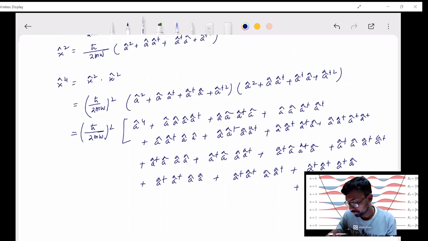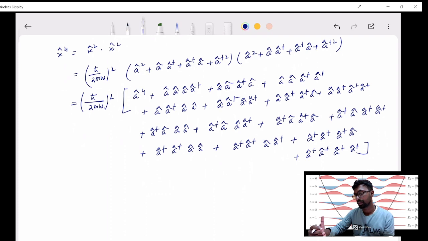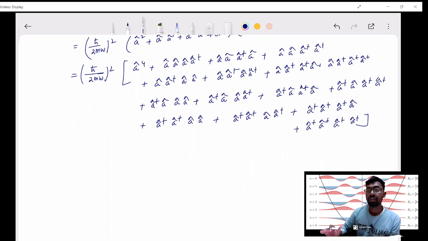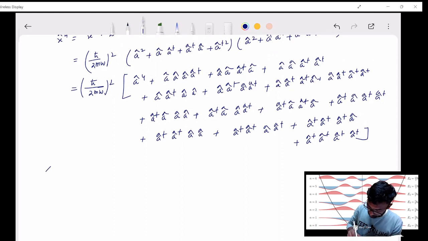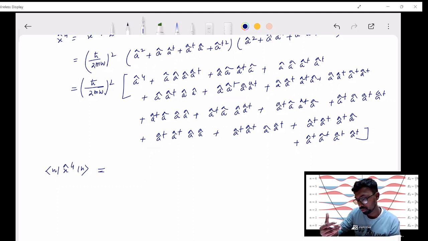This is the value of x to the power 4. For each case, we just calculate each value. The 16 terms, you just calculate individually and put in the value. After calculating the expectation value of the 16 operators, you get a result. So for the nth state, the expectation value of x to the power 4, the result is very important, and for the semester exam, how to calculate it and the steps are very important.